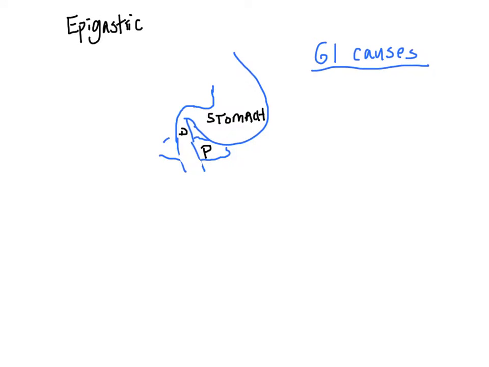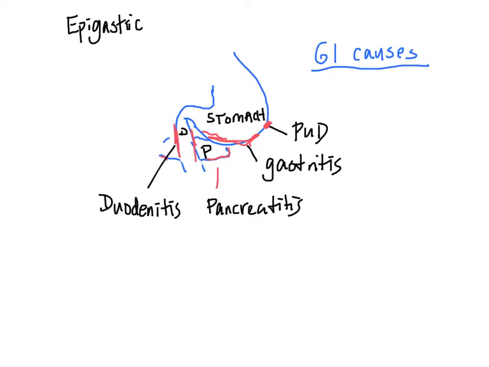Next is the epigastric area. What lives here? The stomach, the duodenum, the pancreas behind the stomach. So what should be the GI causes of pain? From the stomach, it could be peptic ulcer disease, gastritis, pancreatitis, and duodenitis. What about non-GI causes?